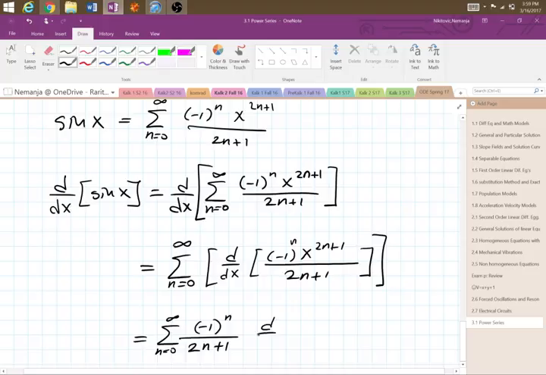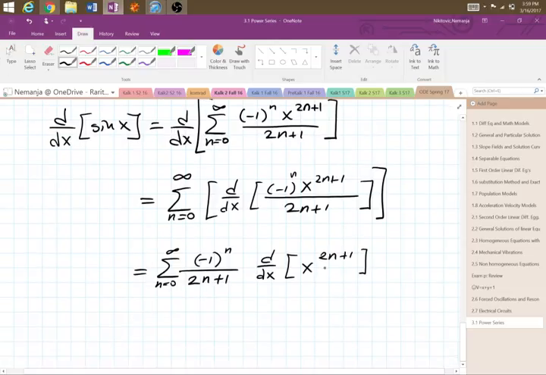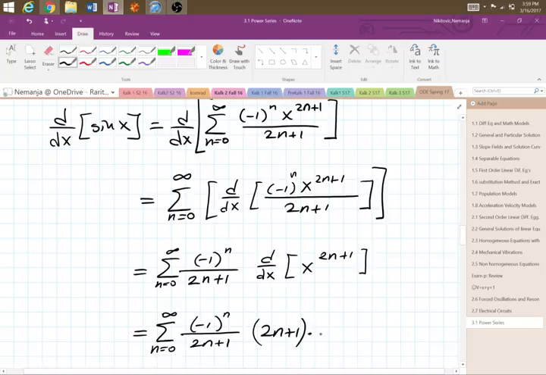And all I'm differentiating now is this x to the 2n plus 1. Now that's a joke, right? Because differentiating that is just going to give me a basic polynomial. So I still have my summation, n goes from 0 to infinity, (-1)^n over 2n plus 1. And now what do I get? I get 2n plus 1 times x to the 2n.